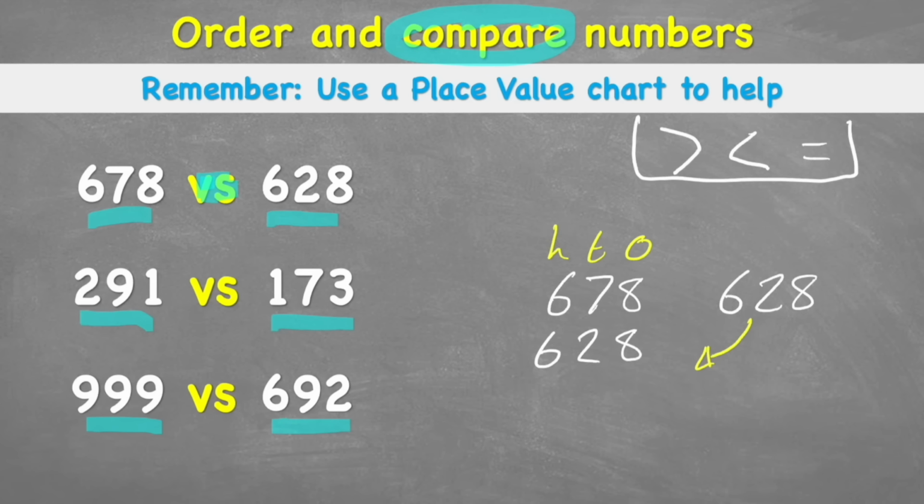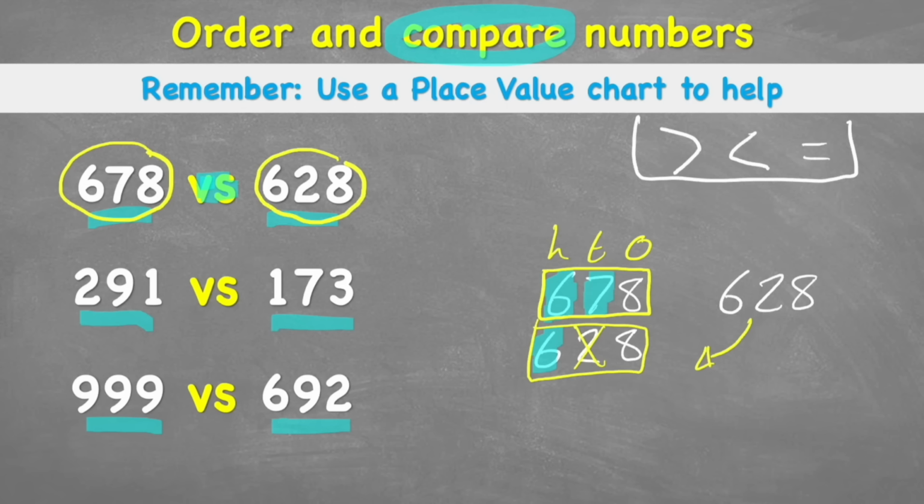628. Now when I'm comparing, I'm trying to see which one is greater. And I can see that they have a 6 in both of these columns in the hundreds. But in the tens, I have a 7 and I only have a 2. So therefore our 678 is larger than our 628. So that means 678 is bigger than 628.